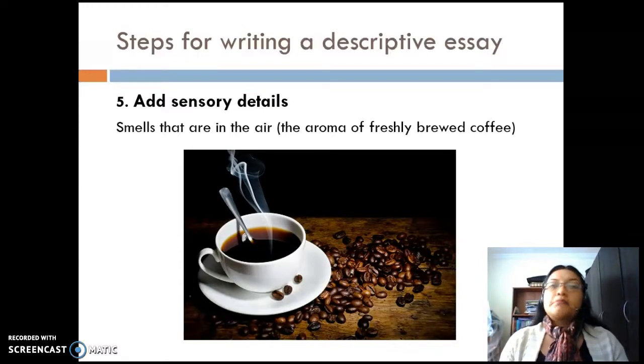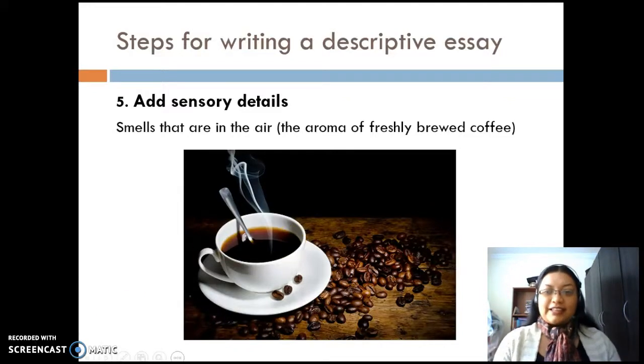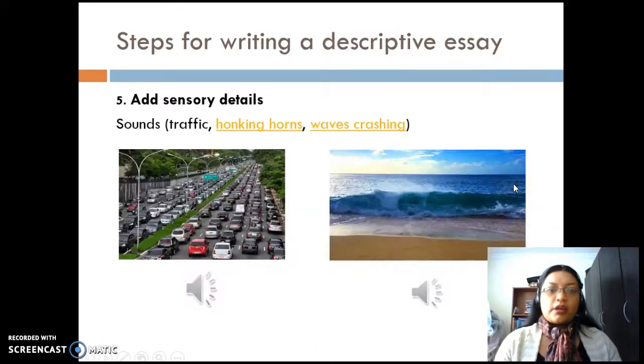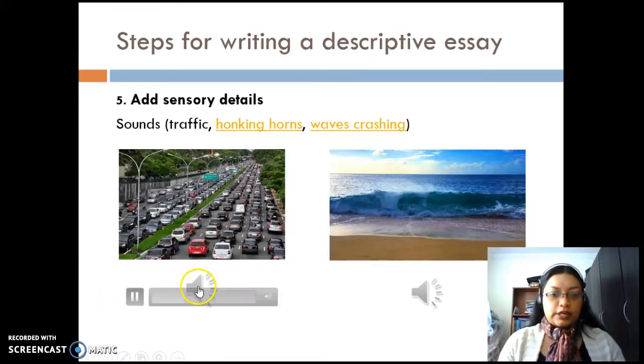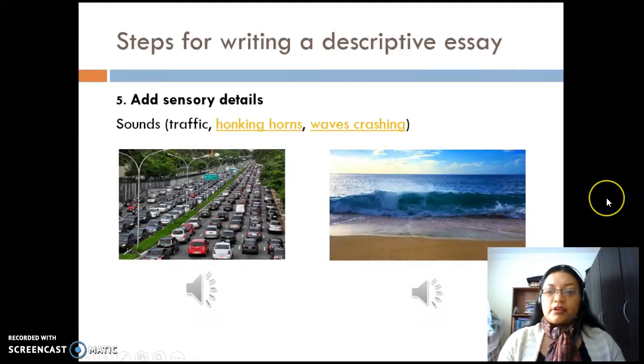For example, smells that are in the air, the aroma of freshly brewed coffee, like what we have in here in our image. Sounds like traffic, honking horns, waves crashing. Let me see if we can have the sound. So you can listen to it, honking horns, yes, or waves crashing, like here. Okay, so you can use different adjectives to nurture what you're saying in your essay.